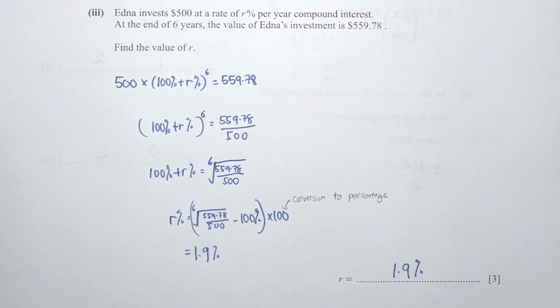So for part number 3, Ida invested 500 at a rate of R%. At the end of 6 years, you will get 559.78. So this is the typical question that I was mentioning earlier, but the twist here is to identify the rate. So you take 559.78 divided by 500, and take the entire result, and then you put a root of 6 on top of it. So minus 100% and then convert it into percentage by multiplying 100. So you will get 1.9% from this calculation here.